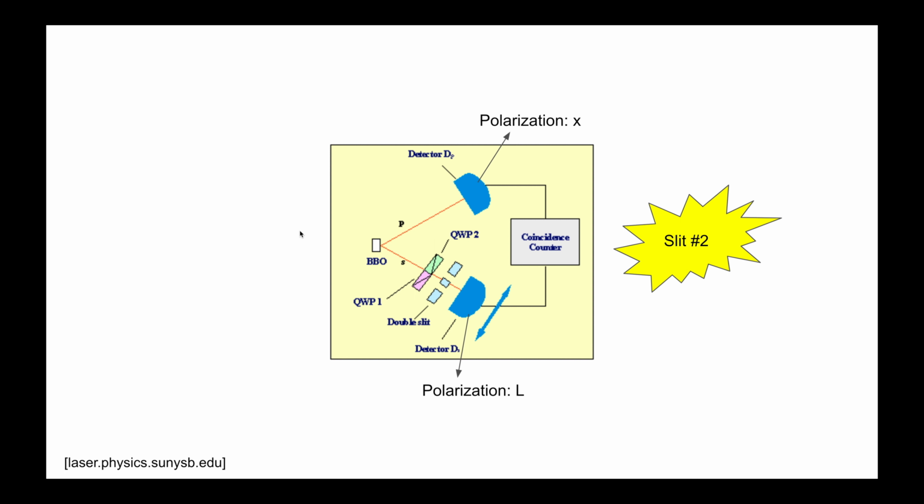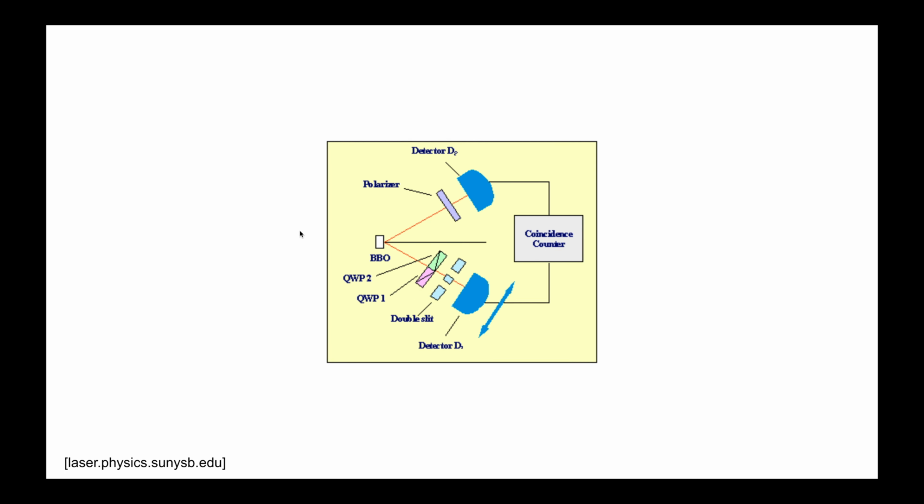Alright, now the weird part. If we add a polarizer here, the polarizer will change the polarization of P. The polarization of P will always be a combination of X and Y, always a perfect mix, 50% X, 50% Y. So we basically erased the information of the polarization direction of P.